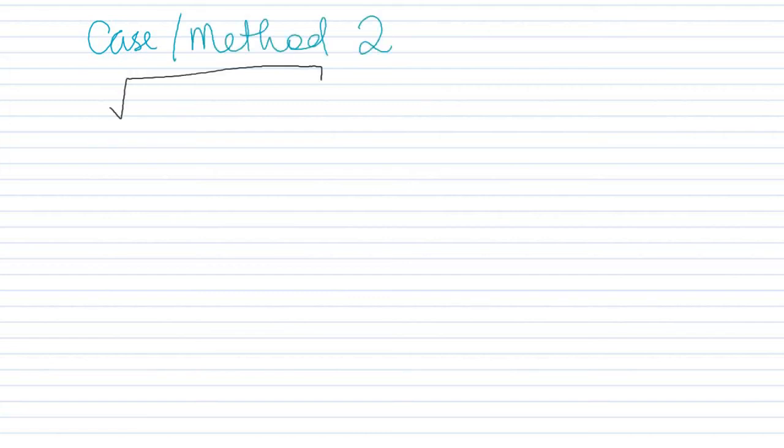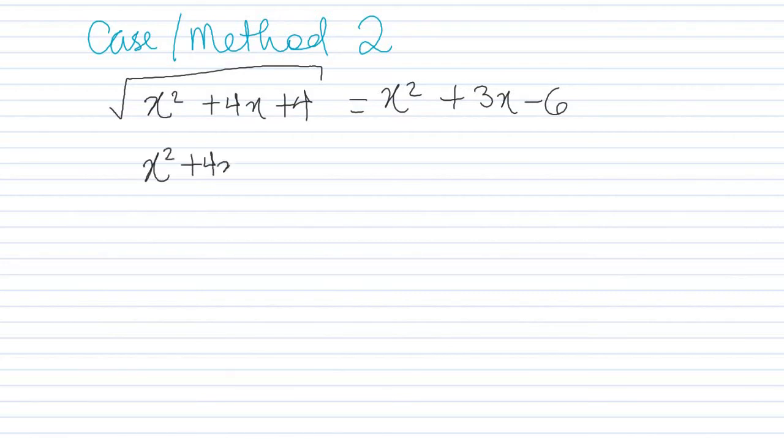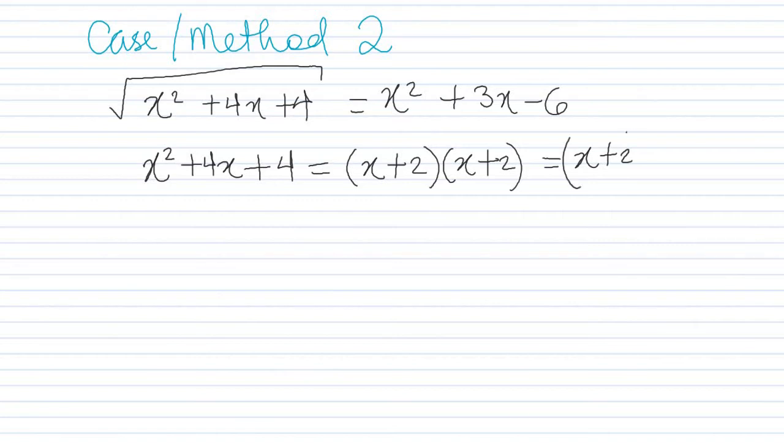We have the square root of x squared plus 4x plus 4 equals x squared plus 3x minus 6. One thing that you can do in order for this to work is to first look at whatever is enclosed in the square root. X squared plus 4x plus 4 is the same thing as x plus 2 multiplied by x plus 2, which is the same thing as x plus 2 all squared.